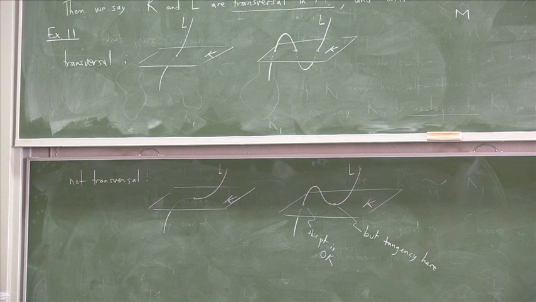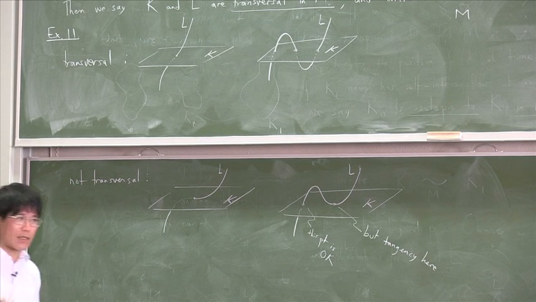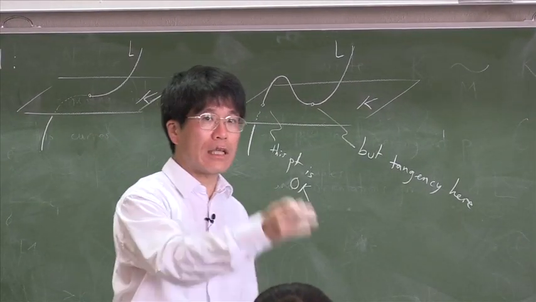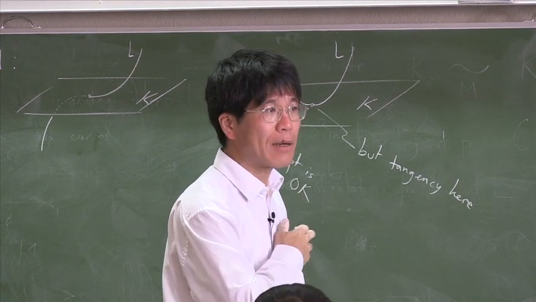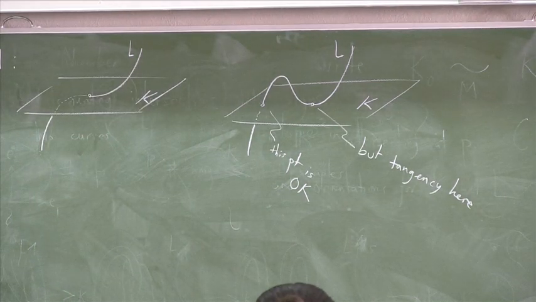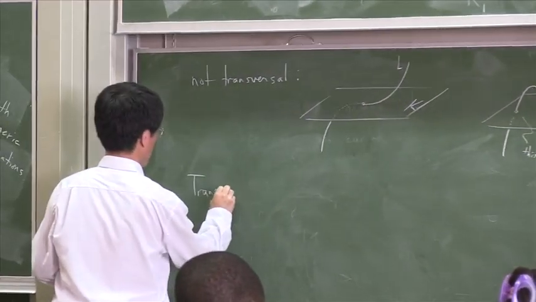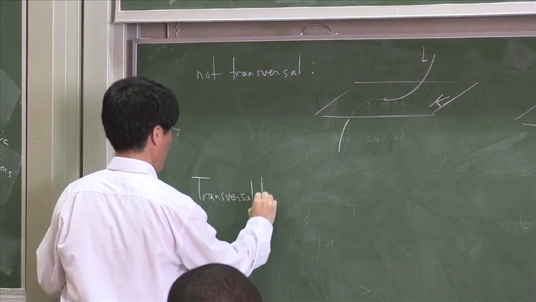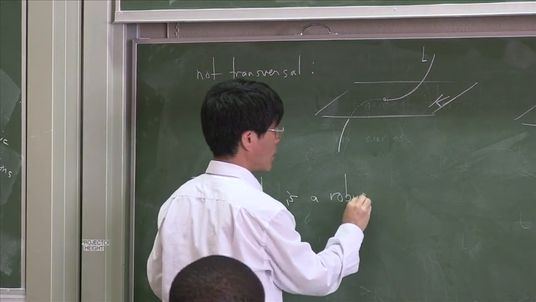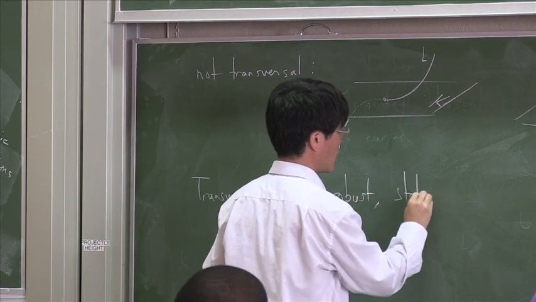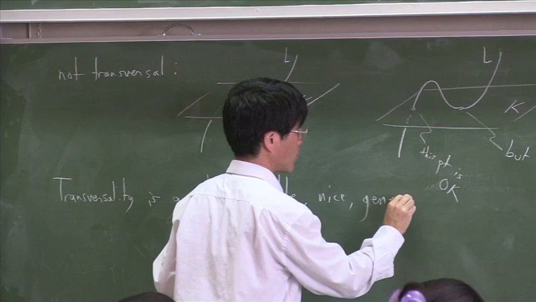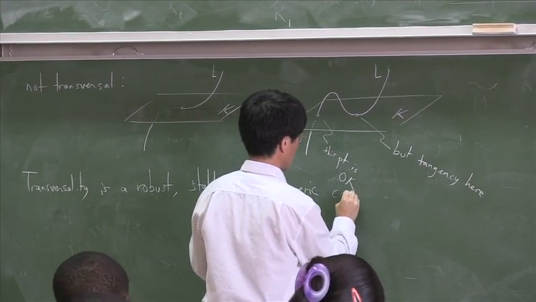Do you understand that transversality is a severe, expensive condition? You have to have non-zero angle everywhere. Even if the condition fails at one point, bam, that disqualifies you from being transversal. Okay? And finally, transversality is a robust, stable, nice, generic condition. All the adjectives.